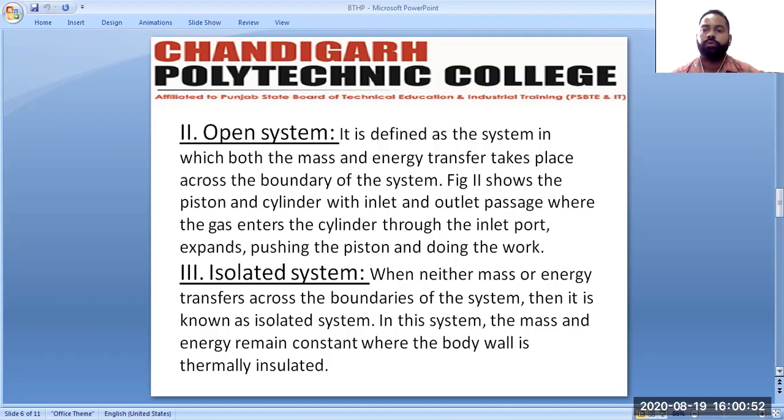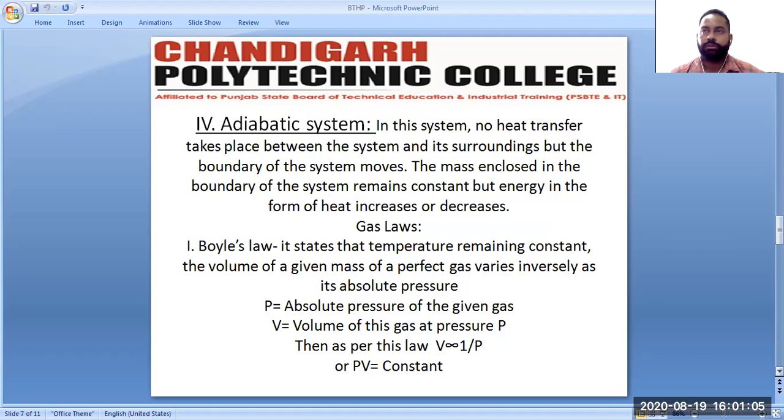In open system, both mass and energy transfer take place across the boundary of the system, but in isolated system, neither mass nor energy transfers across the boundary of the system. Fourth system is adiabatic system. In this system, no heat transfer takes place between the system and its surroundings, but the boundary of the system moves. The mass enclosed in the boundary of the system remains constant, but energy in the form of heat increases or decreases. So my next topic is gas laws.